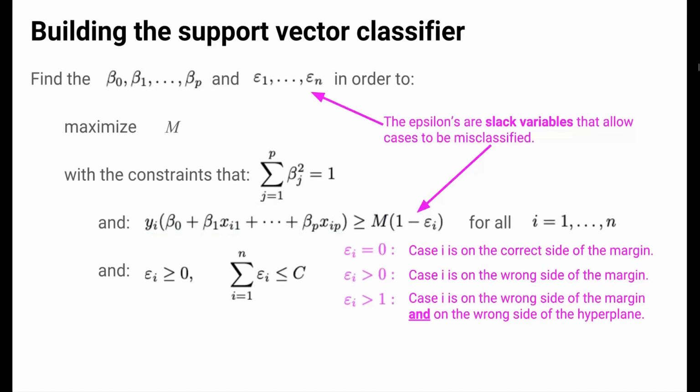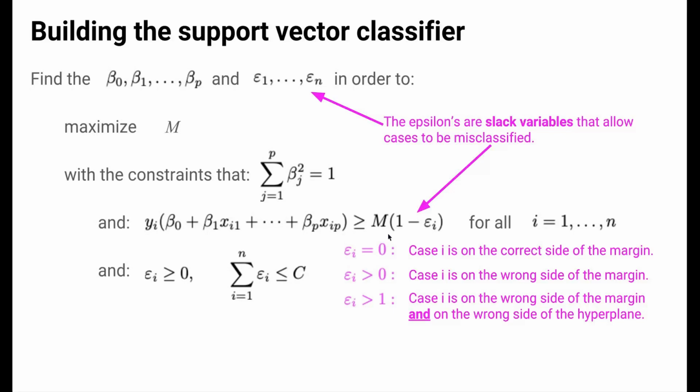So these additional epsilons are called slack variables, and these actually allow cases to be misclassified. If we look at the constraint shown here, we see that there's this 1 minus epsilon additionally to what we had before when we built the maximal margin hyperplane. It turns out that when an epsilon is equal to 0, case i, so each epsilon corresponds to a case, it turns out that when epsilon i is 0, case i is on the correct side of the margin. Why is that? Because when epsilon is 0, this condition ends up being the same condition that we used to ensure that every training case was at least m away from that separating hyperplane.